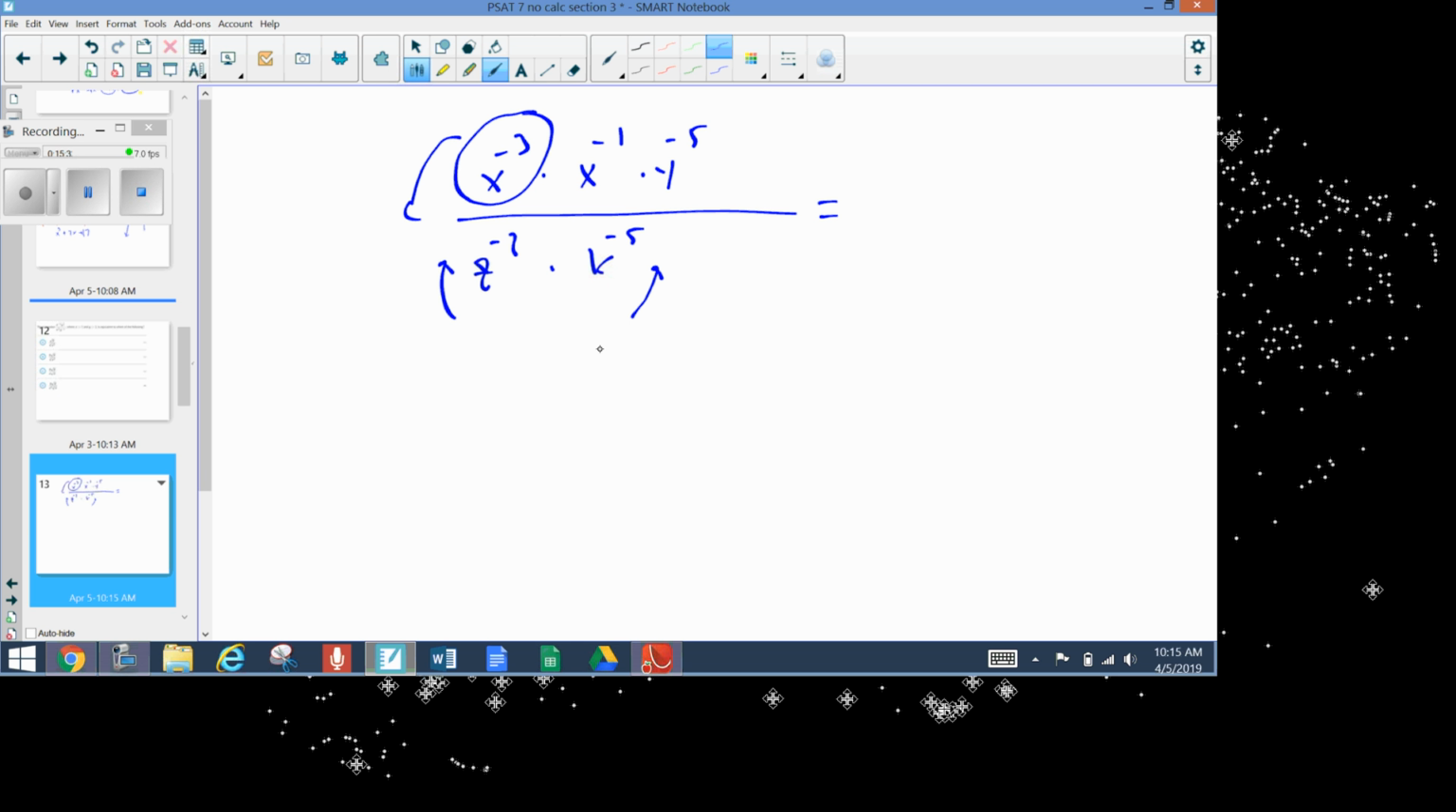So z to the power of negative 2 means z squared. This is k to the power of negative 5, k to the power of positive 5. Okay? Then these guys are going to go down: x cubed, x to the 1, y to the 5. Since when the bases are the same, you add the exponents. So rather than 2, you can put here 4. That's it.